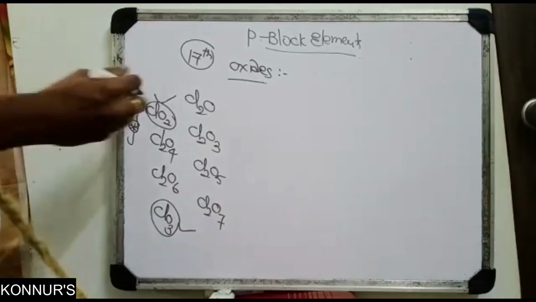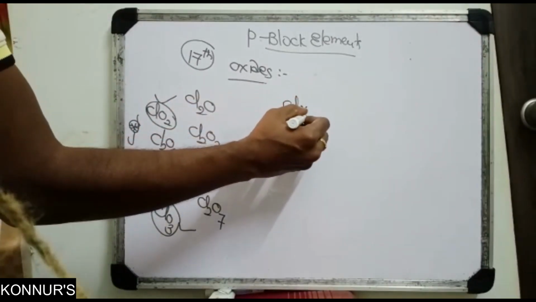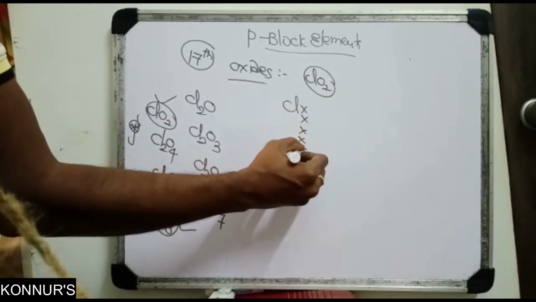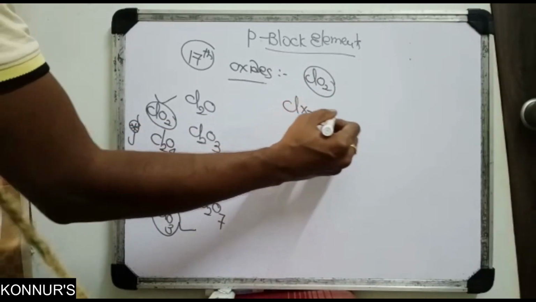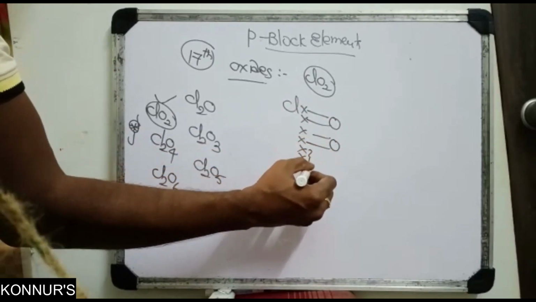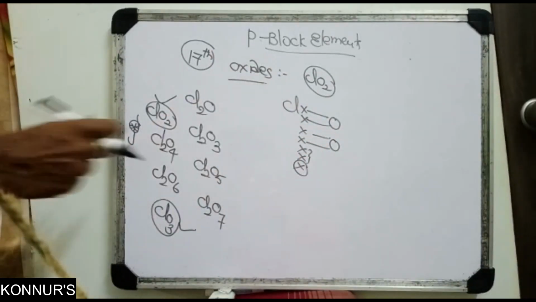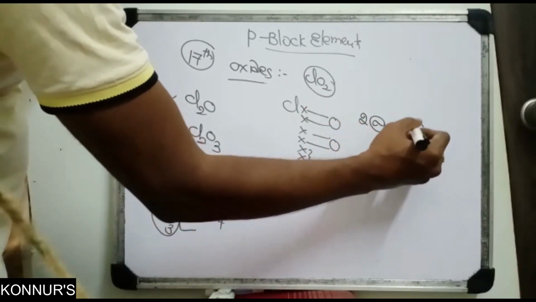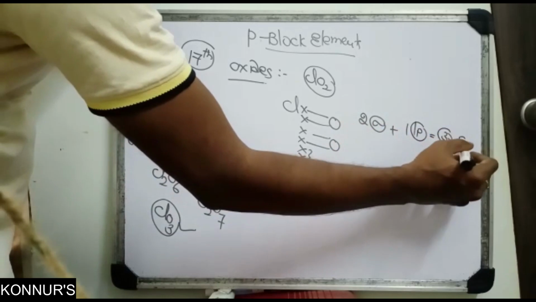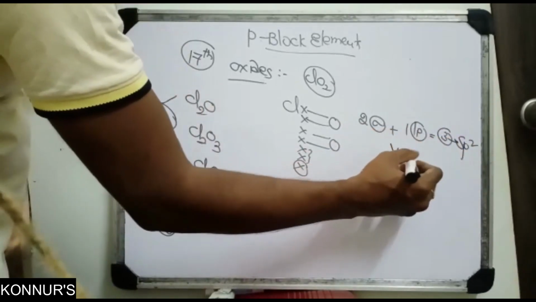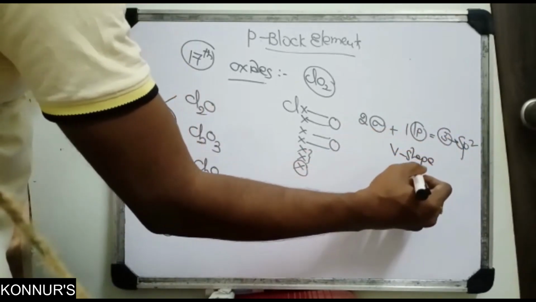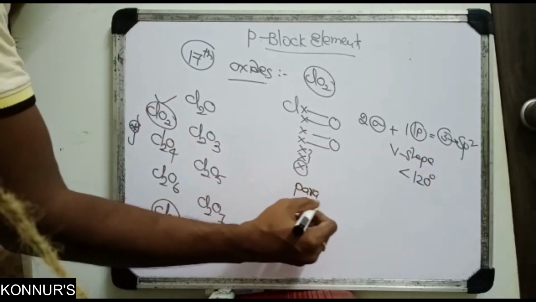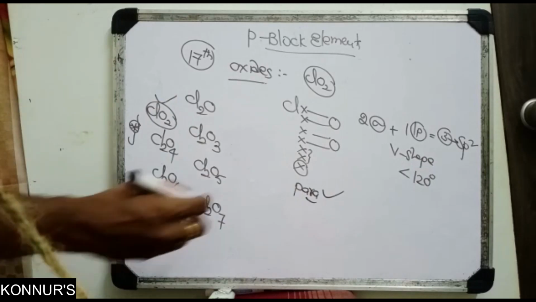Next. ClO2. Take 3, 4, 5, 6, 7. 1 O, second O, 1 pair, 1 electron. So here 2 sigma bonds and 1 lone pair. So 3, and 3 means sp2. 1 lone pair is there, so that's why you are getting a V shape. Bond angle less than 120. Because of the unpaired single electron, it shows paramagnetism.